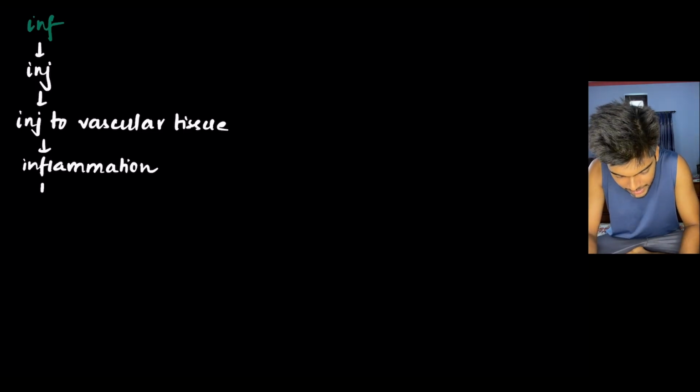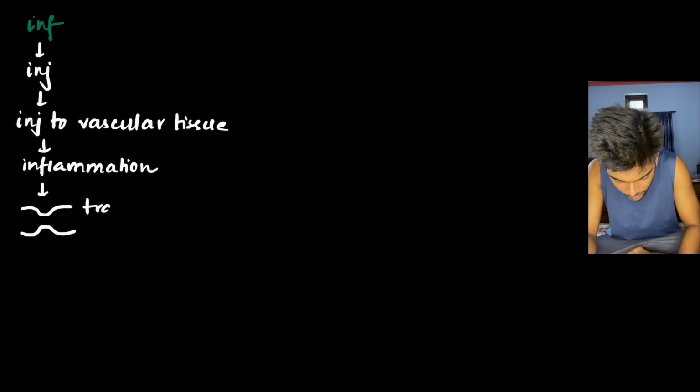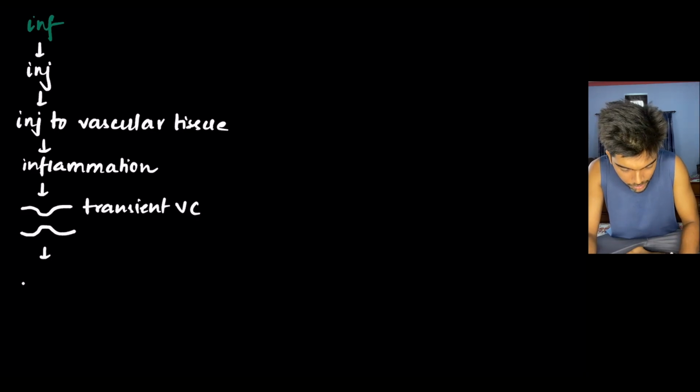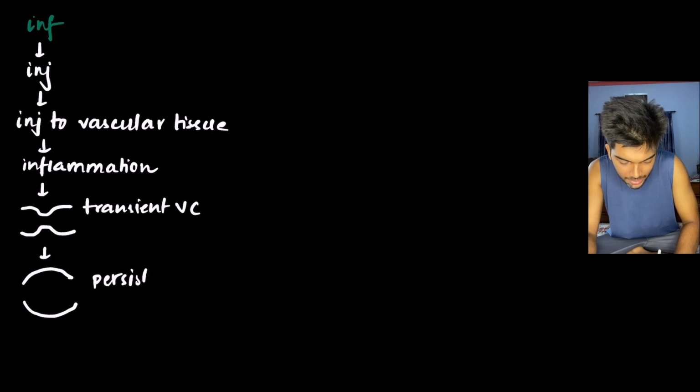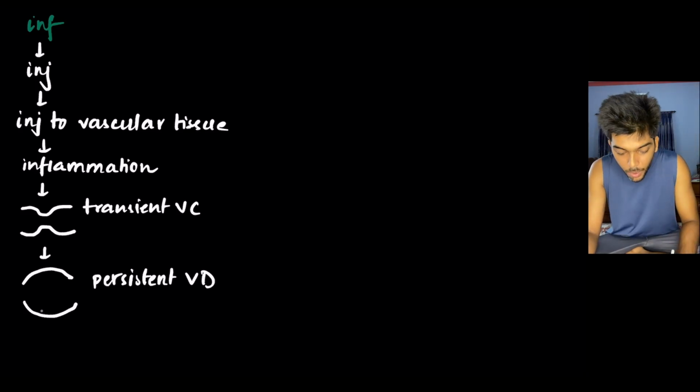Very first, there is transient vasoconstriction, which is followed by vasodilation. Persistent, that is lasting for a longer period of time, persistent vasodilation. Now the blood vessel that is dilated, there is accumulation of blood. Due to accumulation of blood, there is increase in hydrostatic pressure. Due to increase in hydrostatic pressure, the fluid from inside the blood vessel gets pushed outside.